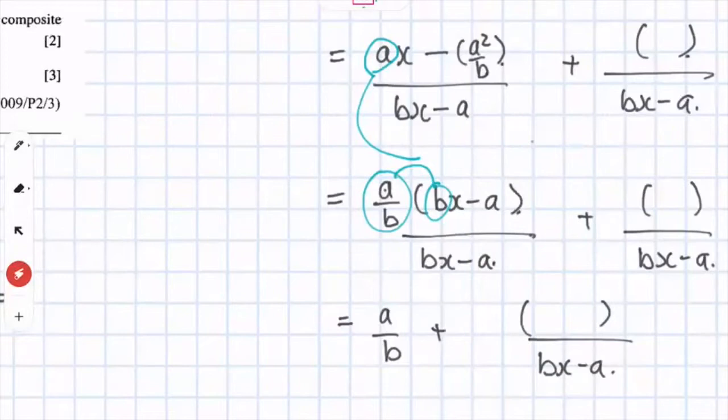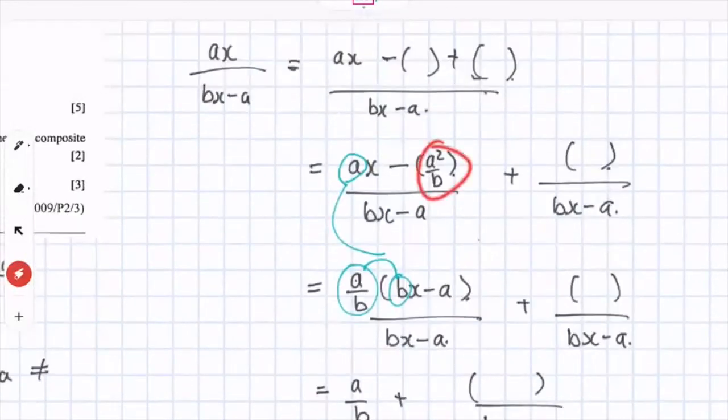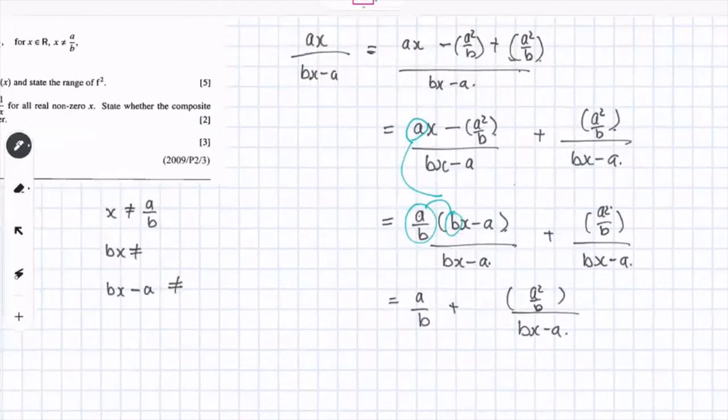So what's the point of doing all this? You're trying to find the range, right? This is important to find the range. Then this one, you minus a square over b plus a square over b. So I work backwards, is it? Yeah. A square over b, a square over b. Then you fill it up here. How much?